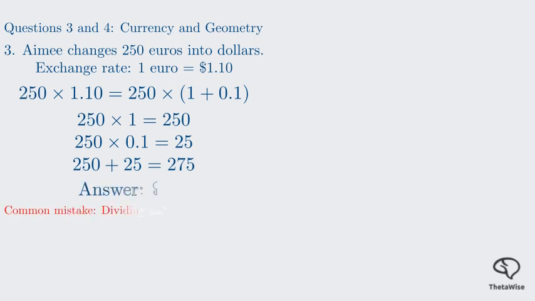So, IME receives $275. A common mistake here is dividing by the rate instead of multiplying. Always check if your answer makes sense. Since the dollar is worth slightly less than the euro here, you should end up with more units of currency.